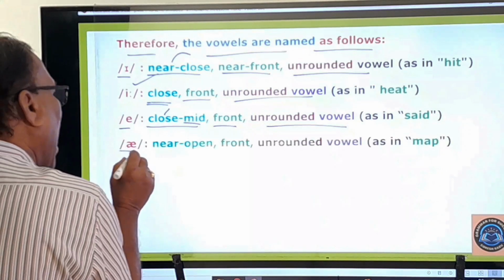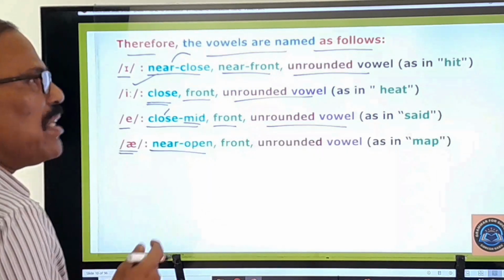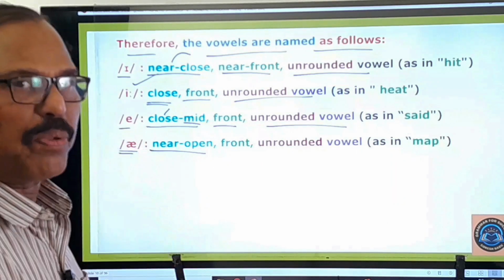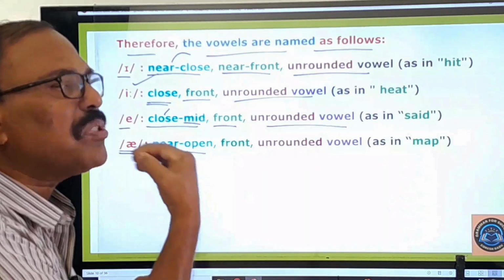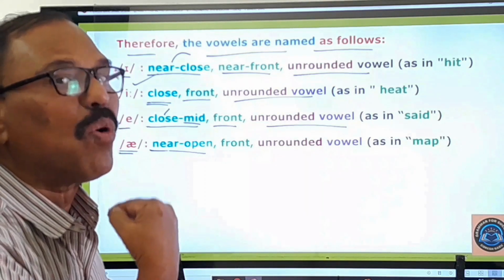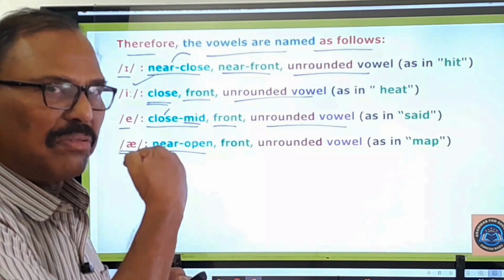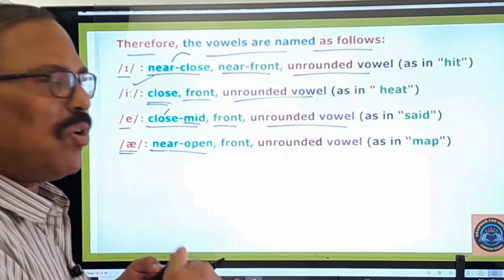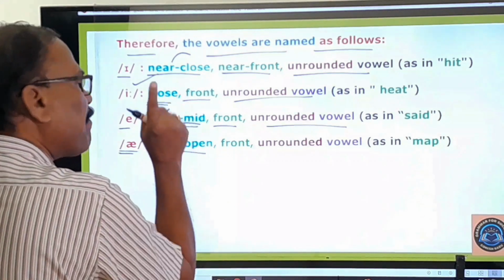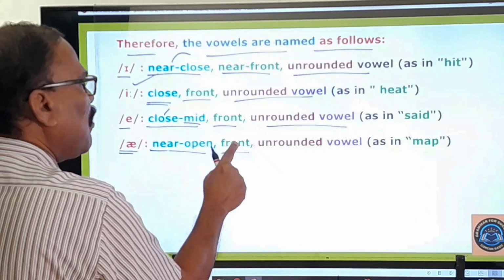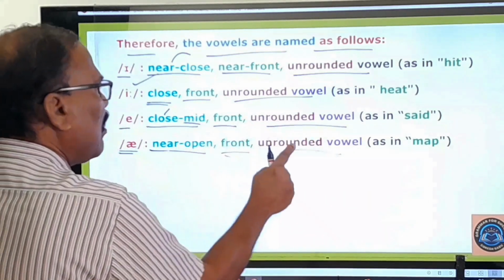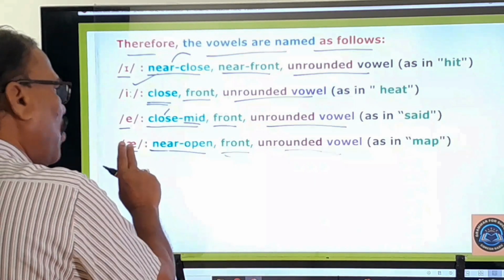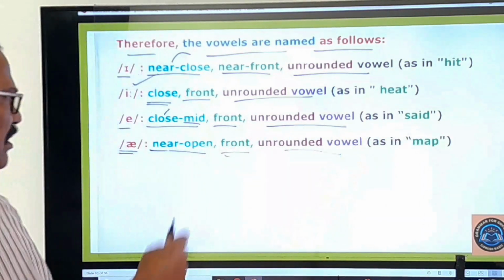And you go to the next one. Near open. Open means coming down. The tongue comes down to the low position. So near open means not completely the low position, but near open. Just not completely bottom or low position, but slightly to the low position. So that's why near open. And in the production of this, the tongue moves forward. In the production of this, the lips are not rounded. So three things are there. Therefore, near open vowel, front vowel, unrounded vowel. Map like that. Examples are given.